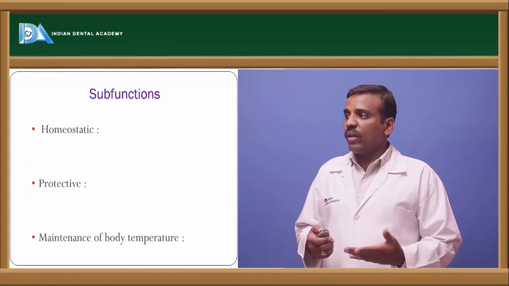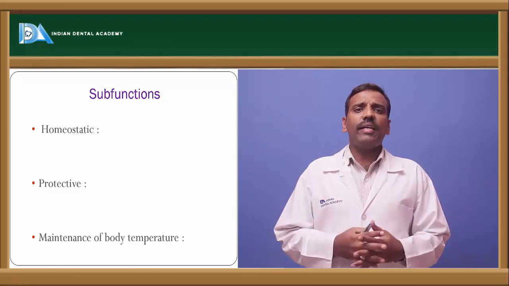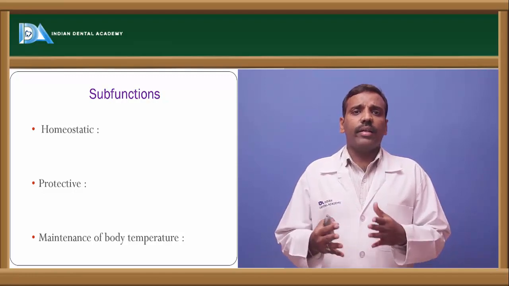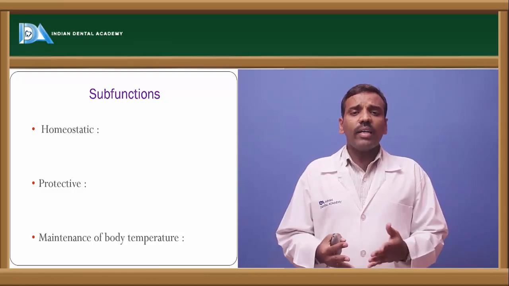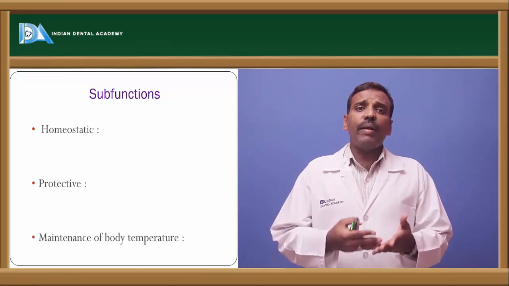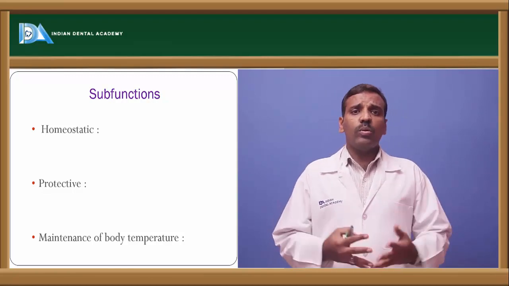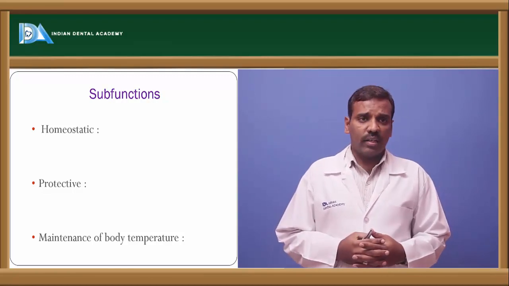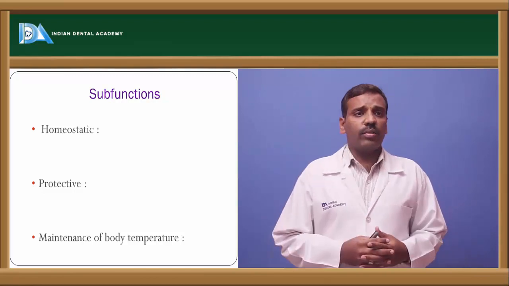And next one is the homeostatic function. So blood maintains homeostasis as it transports different kinds of substances between the systems. It maintains the temperature, acid-base balance and water balance, so that it undergoes the homeostatic function.